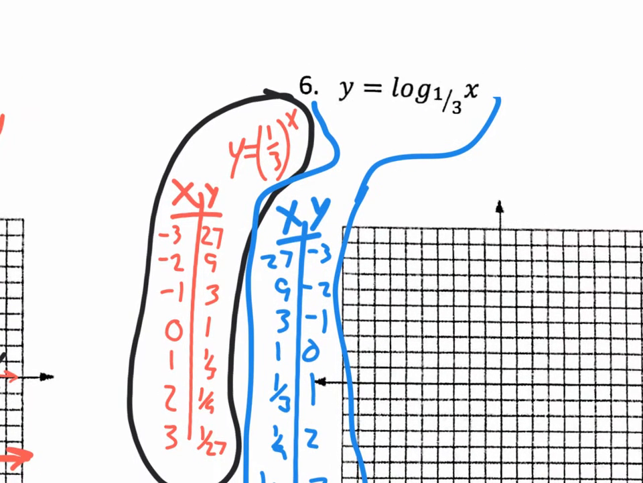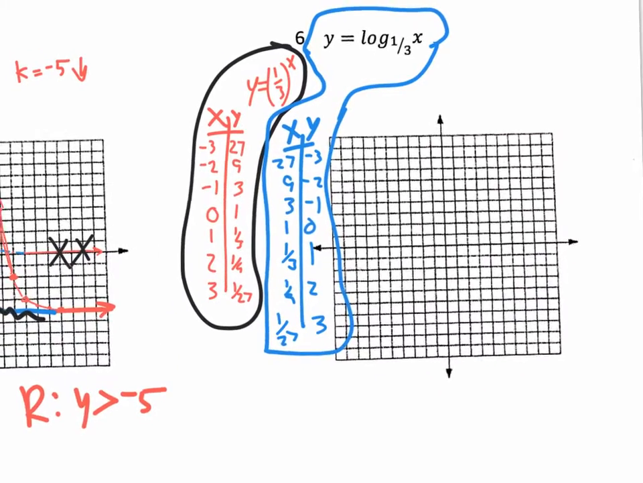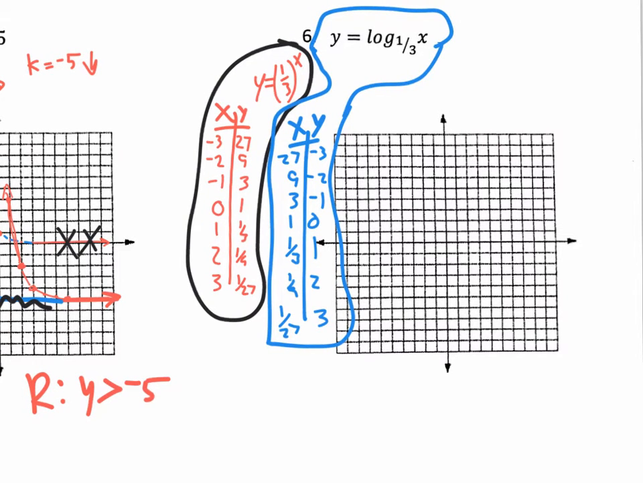Y equals log base 1/3 of x. So the blue coordinates are the actual coordinates of the logarithmic function. So at this point, we don't even need these guys anymore, right? I just used them to find the coordinates of my actual logarithmic function, okay? Now let's graph this guy.